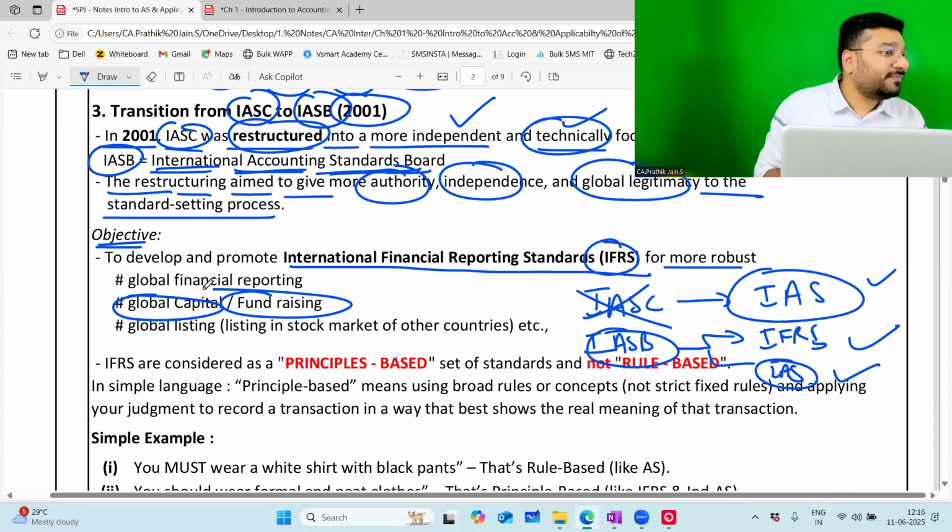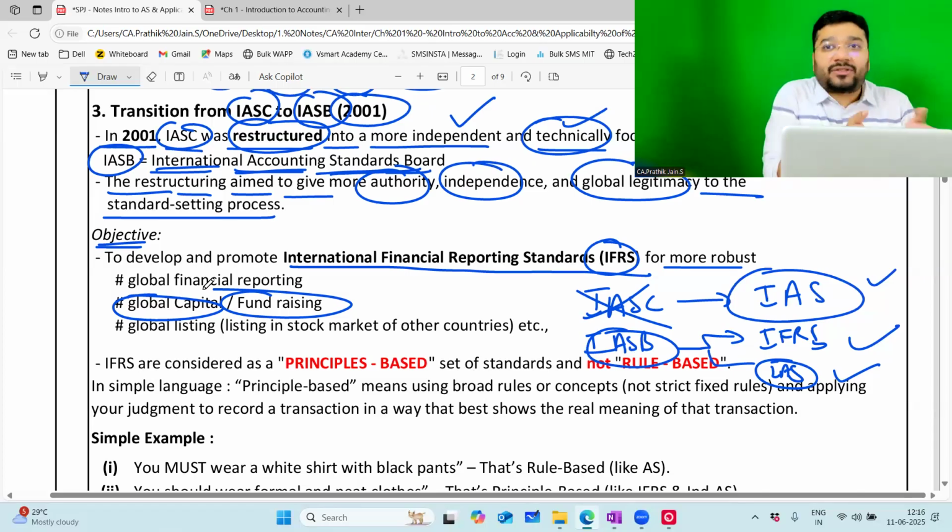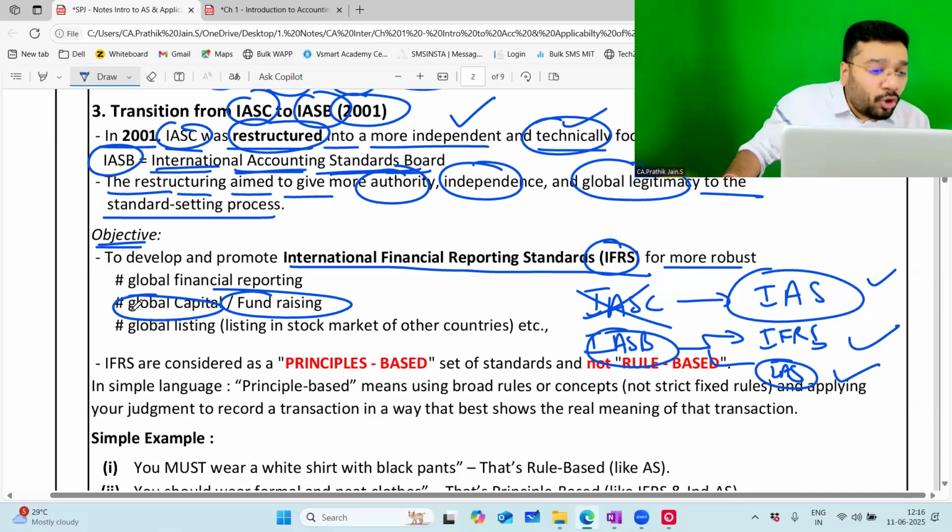Not just that. If my business flourished, if my business was doing great, I listed my stock in the Indian Stock Exchange. If my business is doing above and beyond that, then I would want my stocks to be listed in a foreign stock exchange. A stock exchange outside India is called a foreign stock exchange. So if I want my stock to be listed on a foreign stock exchange, then my financial statement should be prepared on what basis? IFRS. So IFRS helped me to do global listing.